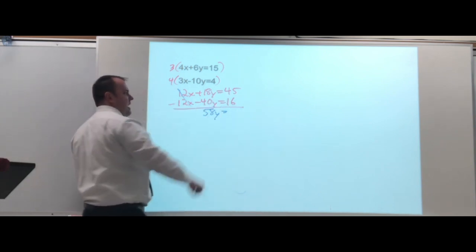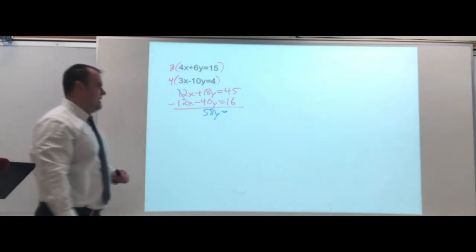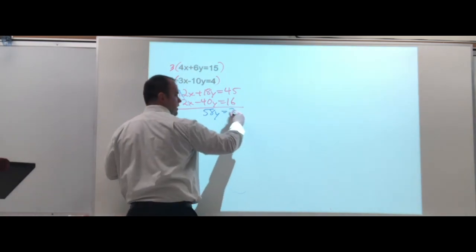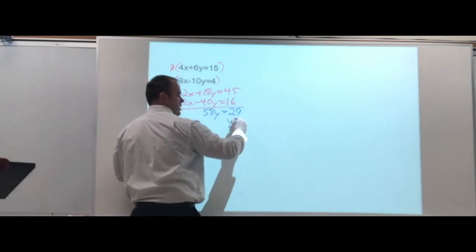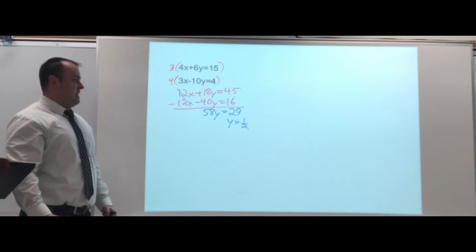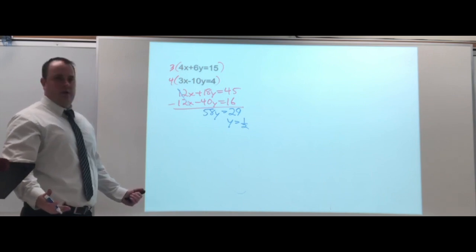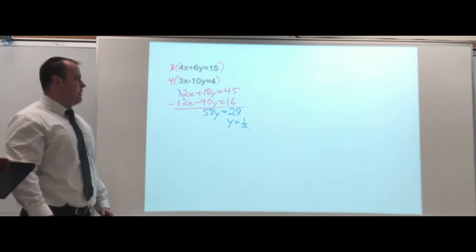45 minus 16 gives me 29, sorry. And now when I divide that through, we have y equals a half. In this case, it's not a nice integer. Fractions are okay, you're just going to have to deal with them. Right now, 1/2 or 0.5 I'd be fine with.